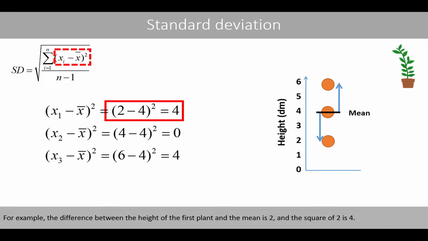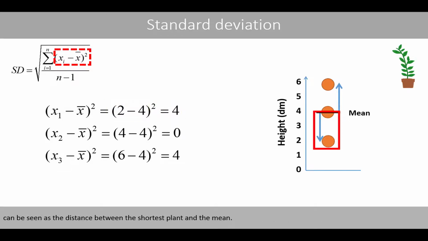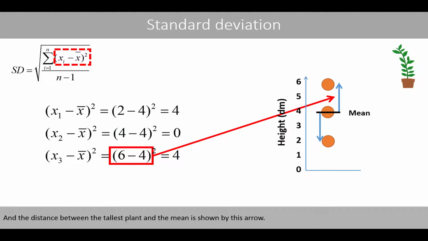For example, the difference between the height of the first plant and the mean is 2, and the square of 2 is 4. The difference between the first value and the mean can be seen as the distance between the shortest plant and the mean. The second data point has the same value as the mean, which means that the data point and the mean have the same location. The distance between this data point and the mean is therefore 0, and the distance between the tallest plant and the mean is shown by this arrow.